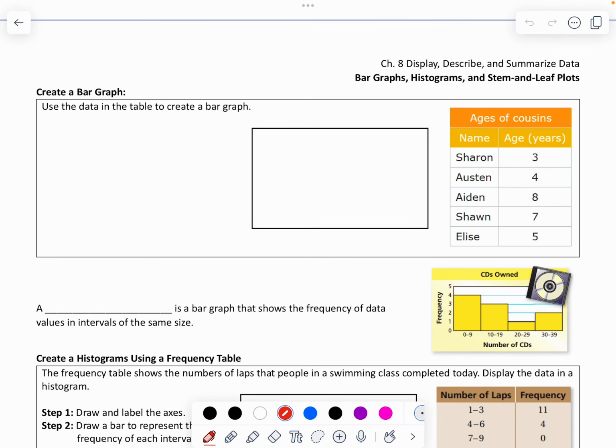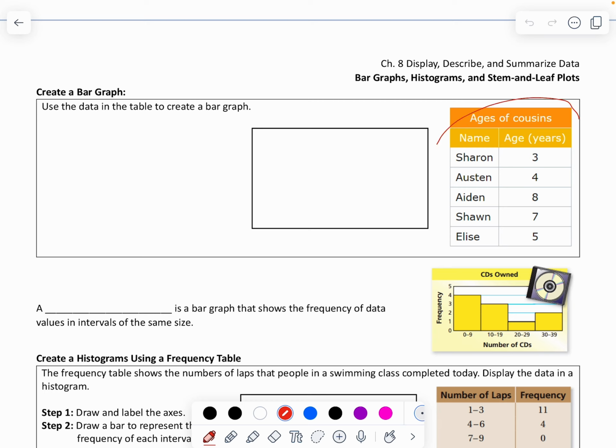Today we are going to be going over a variety of graphs that you'll be able to use for your survey project. So we're going to be learning about bar graphs, histograms, and stem and leaf plots. So this first example is going to be a bar graph, which you guys should be most familiar with. So we're going to use the data in the table to create a bar graph.